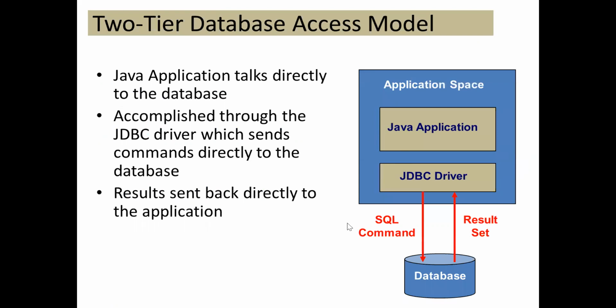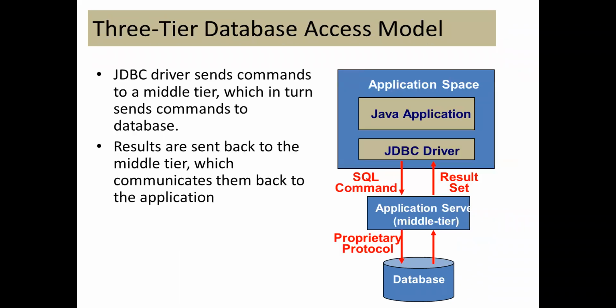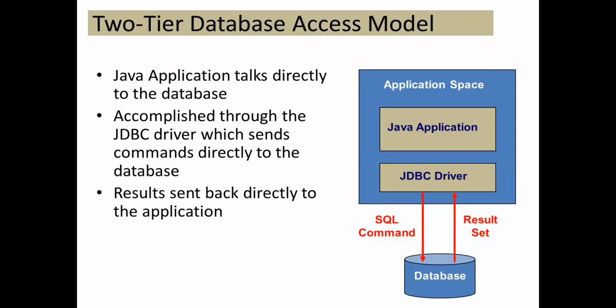So second, we can move on. There are two types of access model. One is the two-tier database access model, and the second one is the three-tier database access model. Okay. So we can see what is the difference between the two-tier database and the three-tier database. We can see that in the diagram.